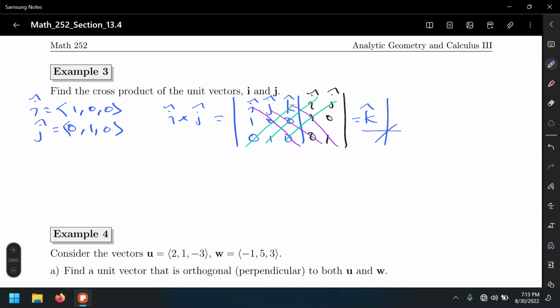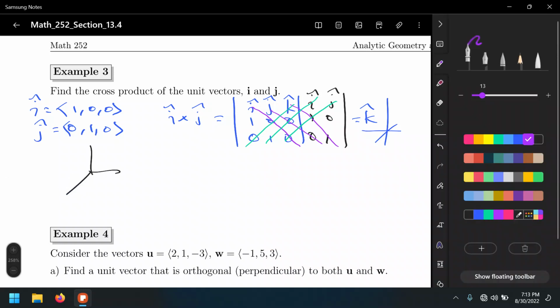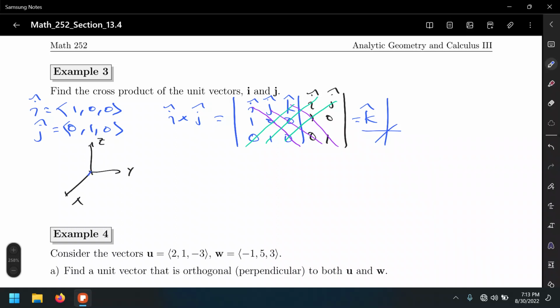And we can see this geometrically. If we recall this picture from the last section, let me label x, y, and z. So i is a unit vector in the direction of x, right? And j is a unit vector in the direction of y. Let me get the markers again. So this is i, this is j. In accordance with the right-hand rule, we're doing i times j in this direction. Isn't my thumb the k vector?